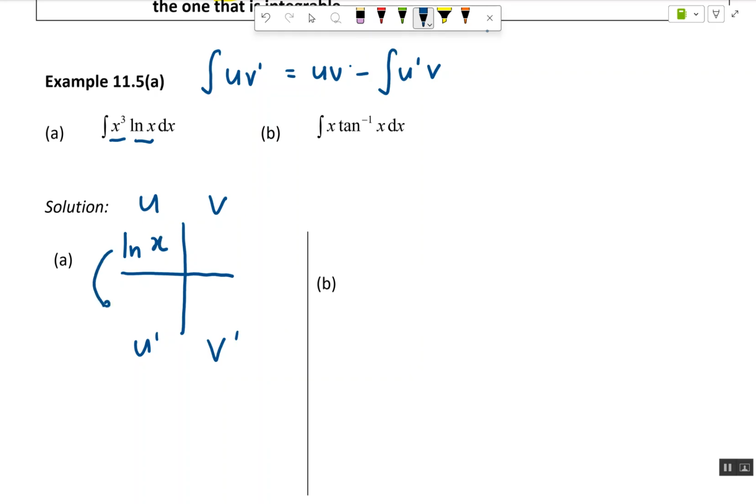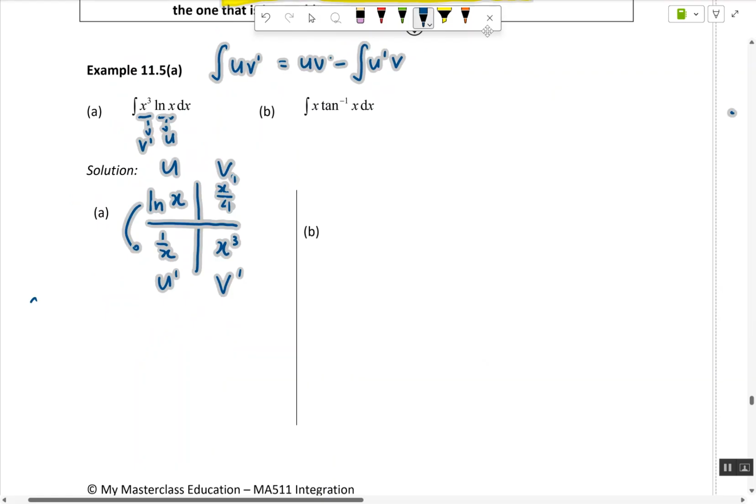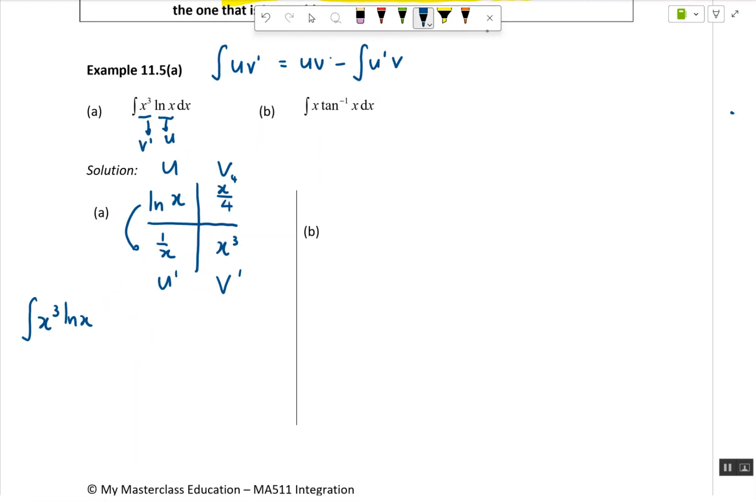Ln x can only be differentiated, so I'm going to choose ln x as my u. Differentiate ln x, I get 1 over x. The other expression will be my v prime, so x cubed is my v prime. I integrate x cubed, I get x to the power of 4 over 4. So all I need to do now is apply this to the question. The integral of x cubed ln x dx is uv, so x to the power of 4 over 4 ln x, minus the integral of u prime v, 1 over x times x to the power of 4 over 4 dx.